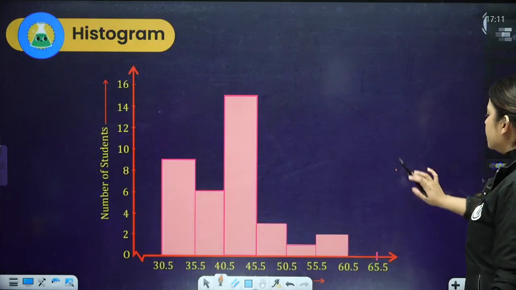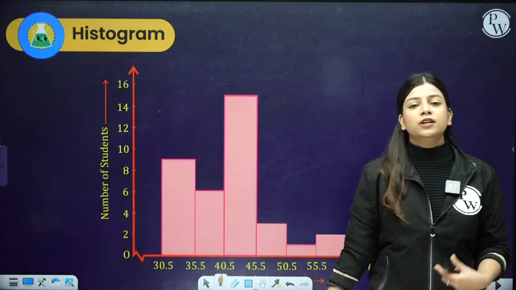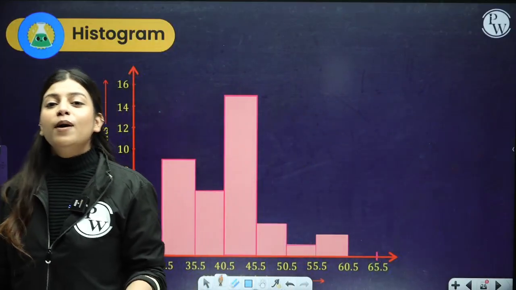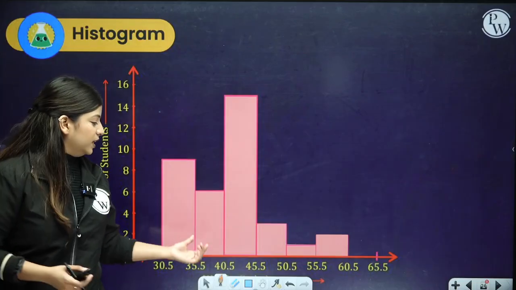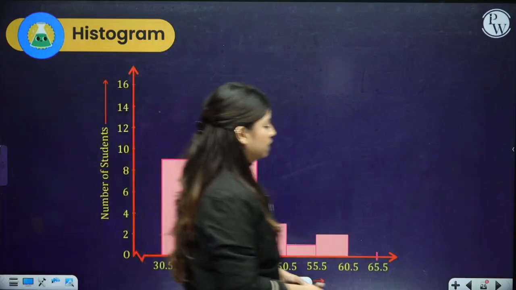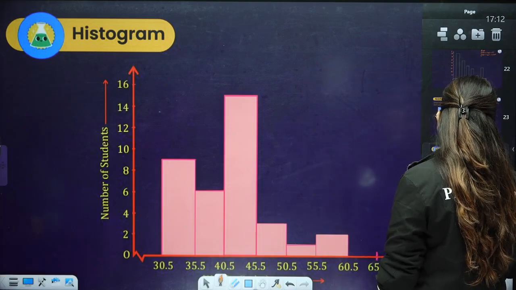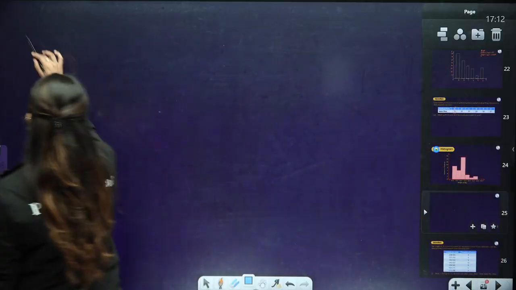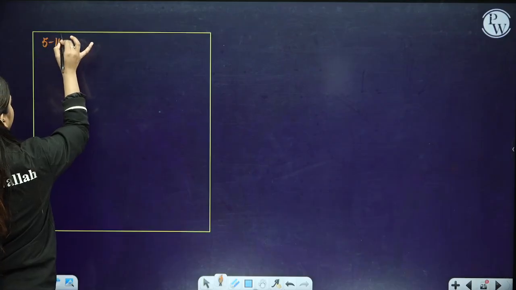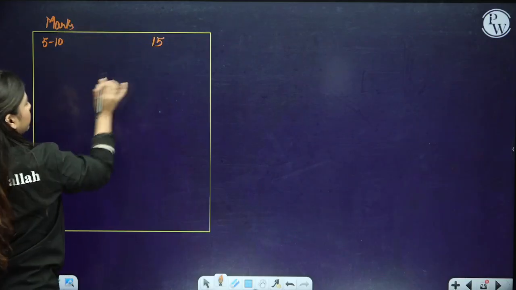Simple. Now the difference between bar graph and histogram: a bar graph is formed for the ungrouped data, the raw data that we have. But when we talk about grouped data, or the data with class intervals, this is how the histogram is made. I think that this is absolutely clear. Now let's see, for example, how do we draw a histogram? Let's say data is given to us. For example, let's talk about marks. 5 to 10, 15 people have got the marks.